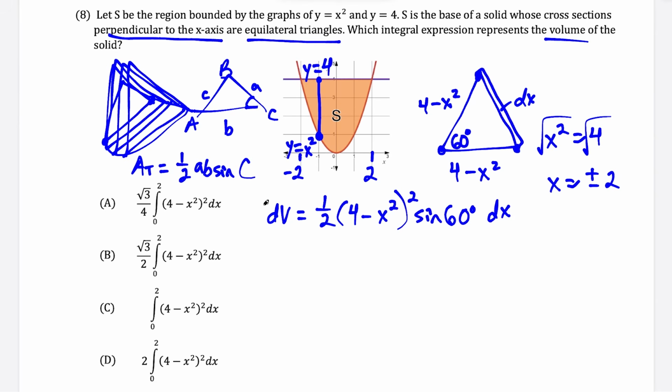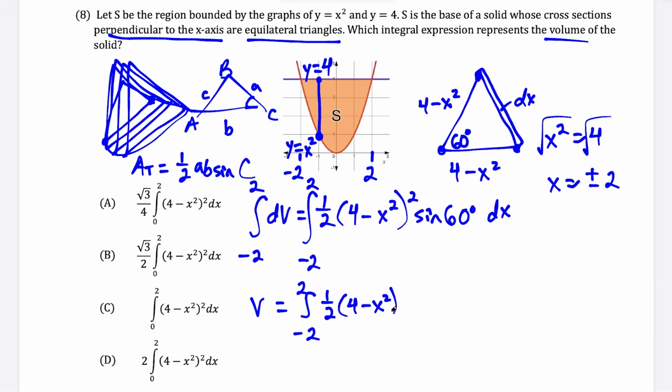So now we just go ahead and integrate from -2 to 2. And the integral over here, we're going to have to simplify a little bit. So now what we have, and let me just fix that, there was a stray mark here. So we have from -2 to 2. We're just going to call this on the left the volume. Okay, so the volume is now the integral from -2 to 2, and we have 1/2 times 4 minus x squared, and then sine of 60 degrees, or pi over 3 radians, is square root 3 over 2. And then we have dx here.